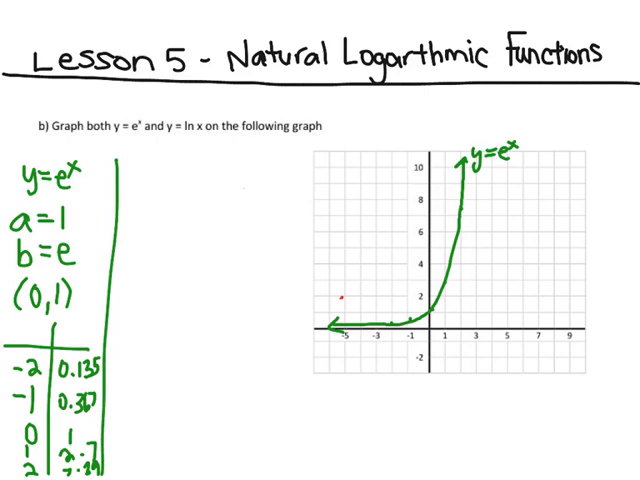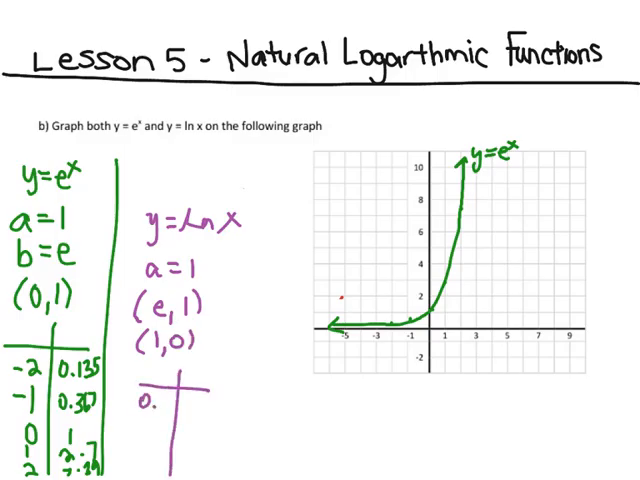Now if we were to graph y equals the natural logarithm of x, our a is equal to 1, so that means that it goes through the point (e, 1), and it also has an x-intercept of (1, 0). We could also make a table of values: 0.5 is equal to -0.693, 2 is equal to 0.693, 3 is 1.099, and 4 is 1.386.